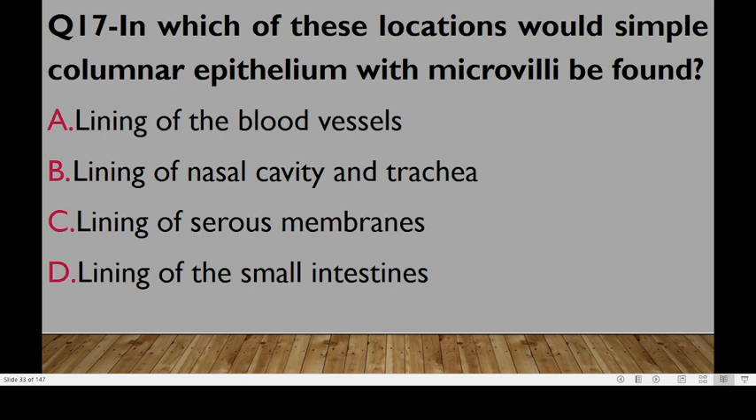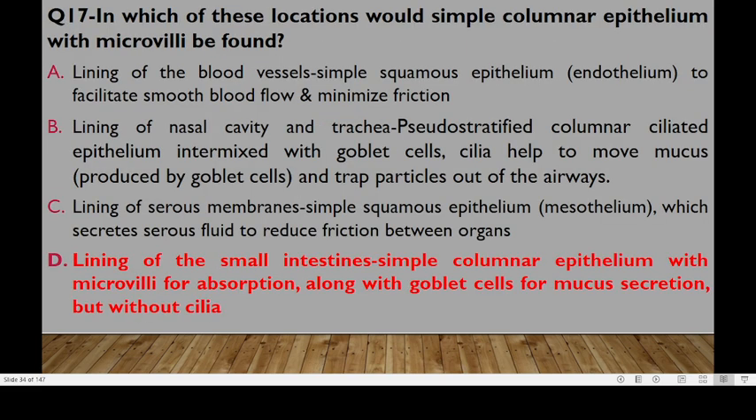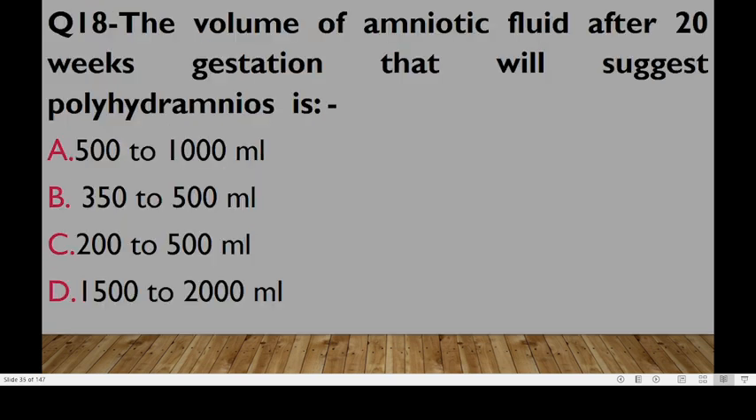In which of these locations will simple columnar epithelium with microvilli be found? Well, this one will majorly be found in the small intestines. As you know, the microvilli are very essential for absorption, along with the goblet cells for mucus secretions, but they don't have any cilia. For the blood vessels, we normally have simple squamous epithelium. And then for the nasal cavity and trachea, we will have pseudostratified columnar ciliated epithelium, while the lining of the serous membrane all will have the simple squamous epithelium.